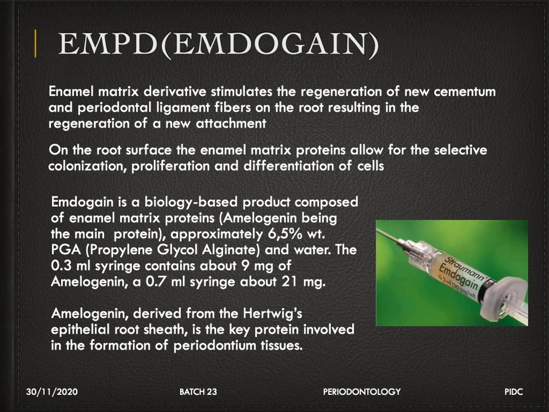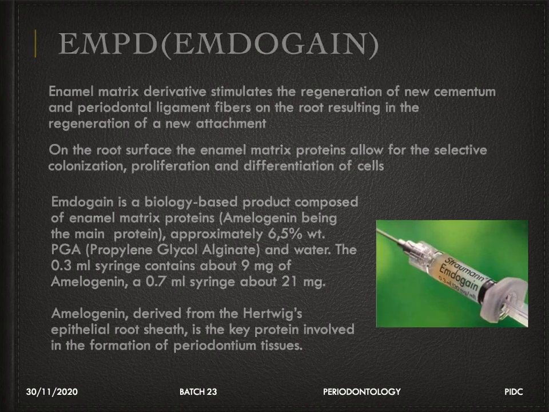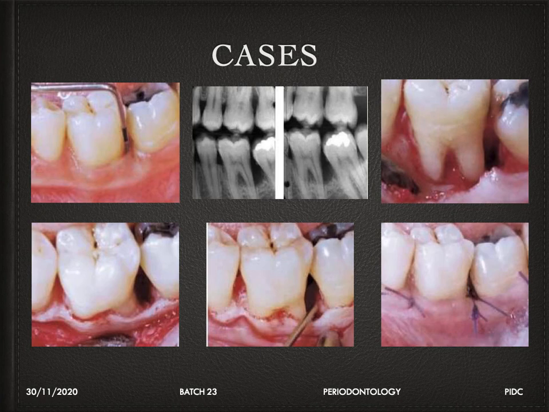So we need to produce an acellular cementum. The cementum should not contain any cells, which is very difficult till date. We cannot achieve acellular cementum formation in the coronal part or in the cervical part of the root surface in regeneration, but we can produce cellular cementum with the help of this Emdogain. So this is a case picture of use of Emdogain on an intrabony defect.